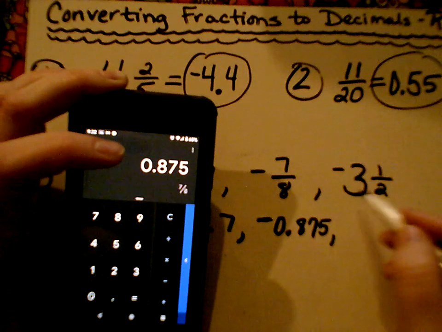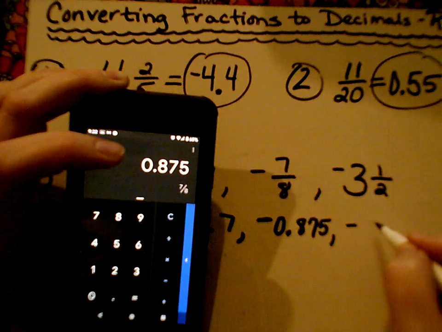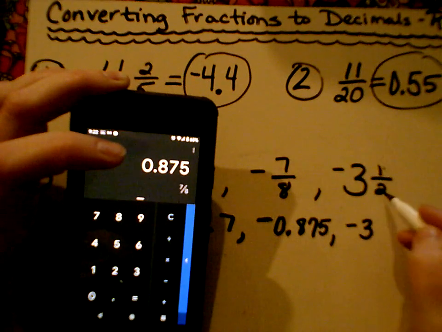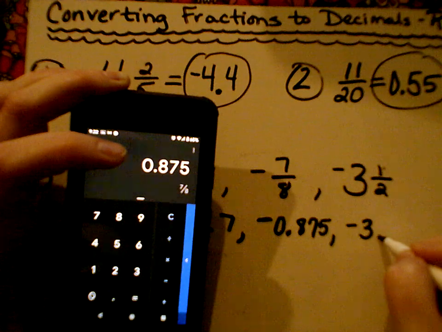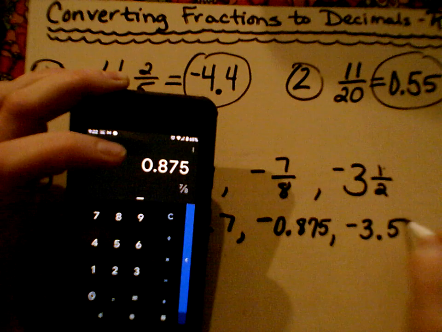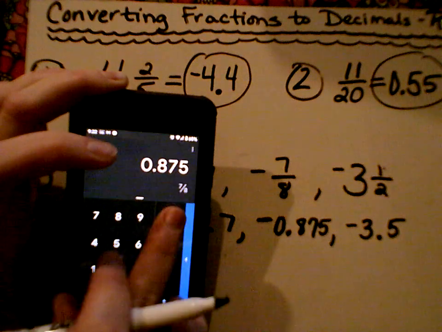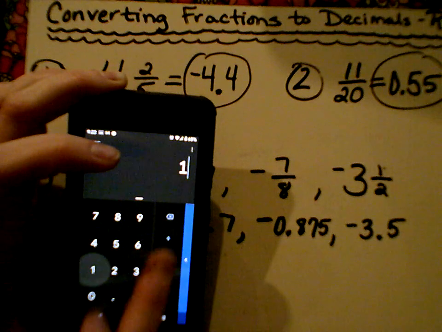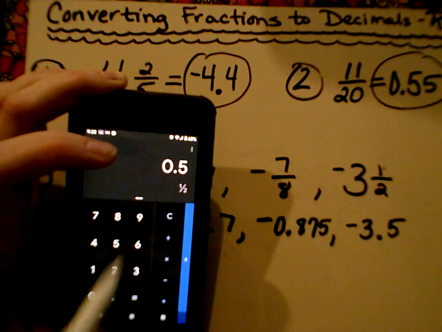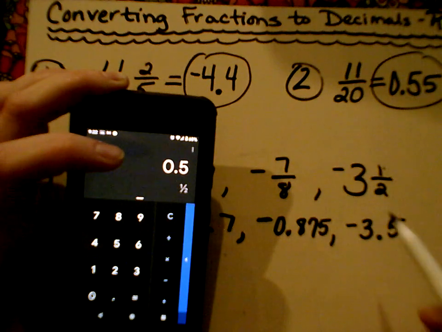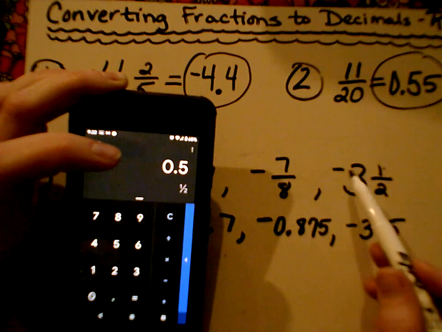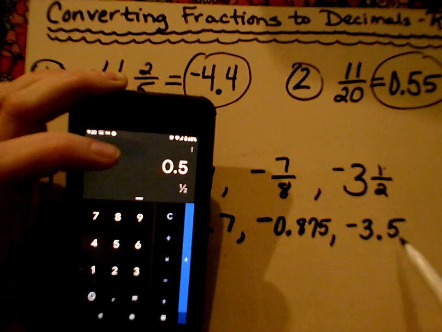Okay, the last one, you should have this memorized by now. We're going to have the -3, and 1/2 is the same thing as decimal 5. So by now, I want you to have that memorized. 1 divided by 2, 0.5. In this case, instead of being 0, it's going to be -3.5.